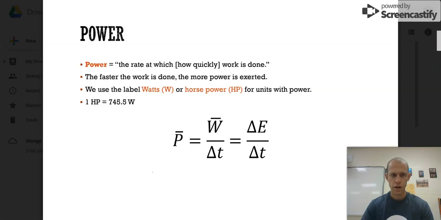Now we get to power. Power is the rate at which work is done. In other words, how quickly you are doing the work. So the faster the work is done, the more power you're using. So we use the label watts for power, capital W, or horsepower, HP, for units for power. If you want a conversion rate, 1 horsepower is 745.5 watts approximately.